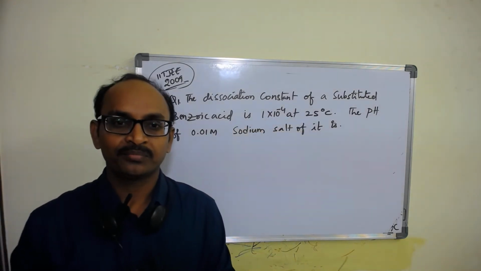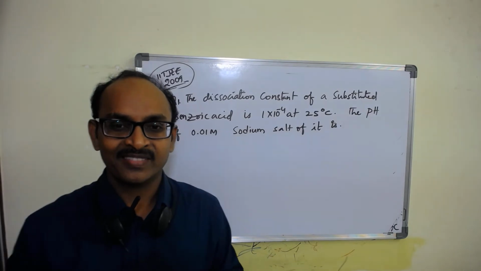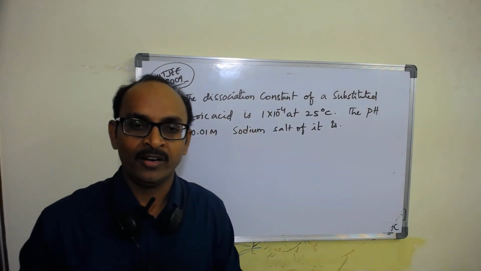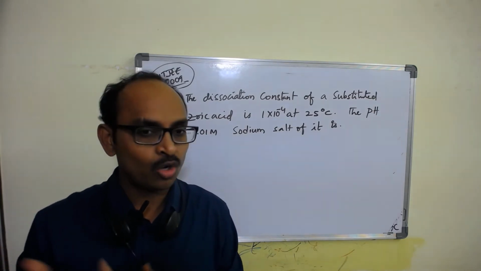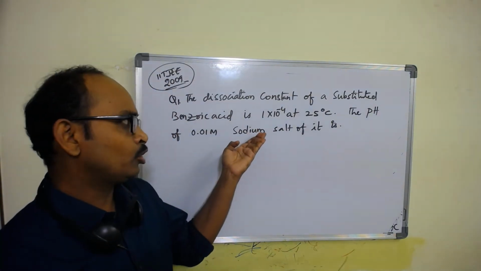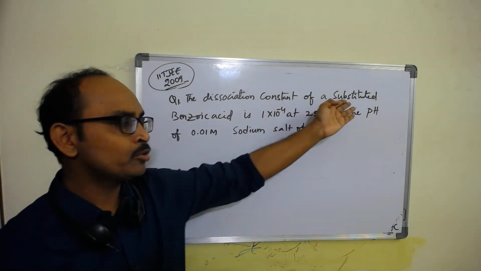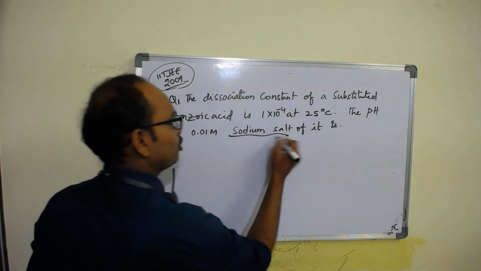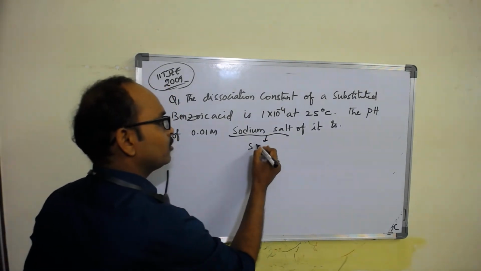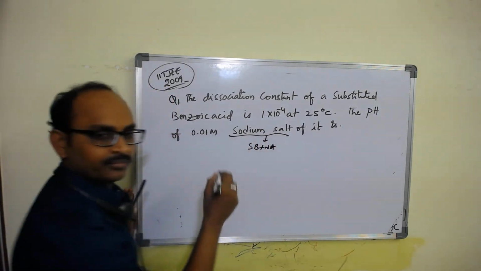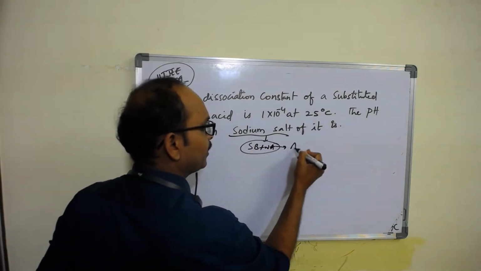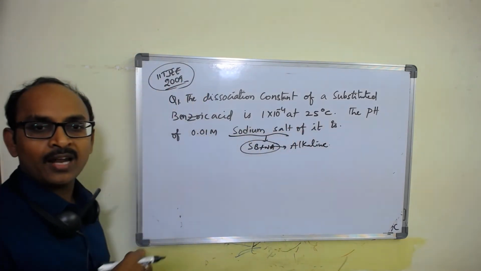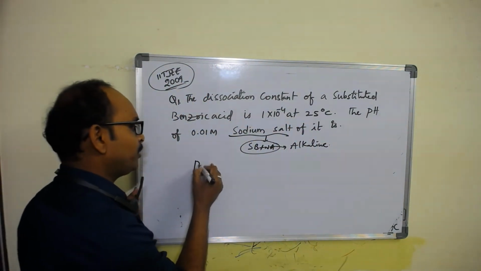Benzoic acid is a weak acid, and we are asked for the sodium salt of it. Sodium hydroxide is a strong base. So the sodium salt of a weak acid will be what kind of salt? It will be a salt of a strong base and a weak acid. So what kind of solution is it? Alkaline in nature. If it is alkaline in nature, how can we get the pH value?